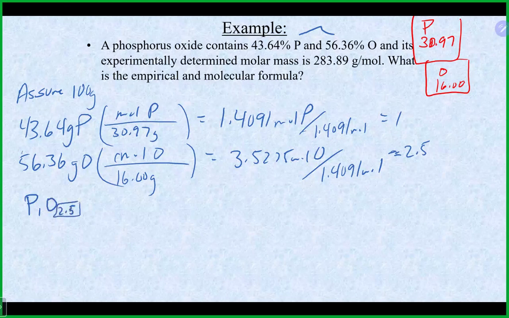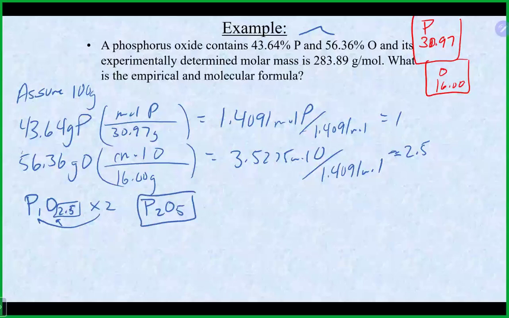That is too far to round. So just like we saw earlier, a factor of 2 will take that into a whole number. So remember, we again need to multiply both by 2 to get us to a whole number. P2O5 should be our proper empirical formula at this point. Any questions on that up to there?